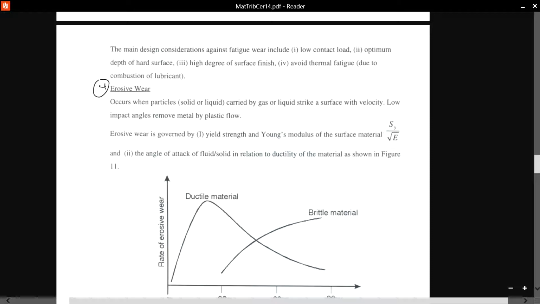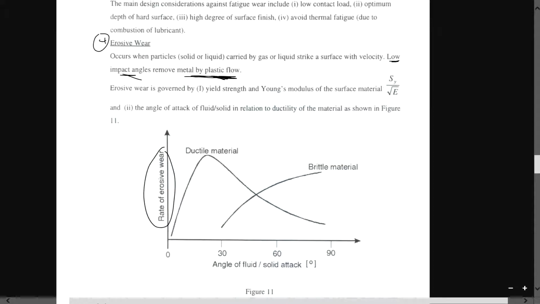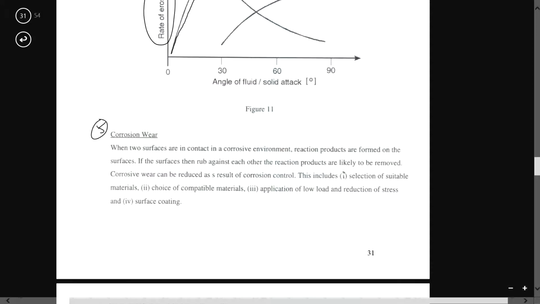I'm recording. So low impact angles remove metal by plastic flow. I think it's talking about the yielding of the plastic, so it's a plastic flow. So the rate of erosive wear is the amount of erosion, how many times you erode the material, the amount of erosion per time or whatever. It's for you to think about it.